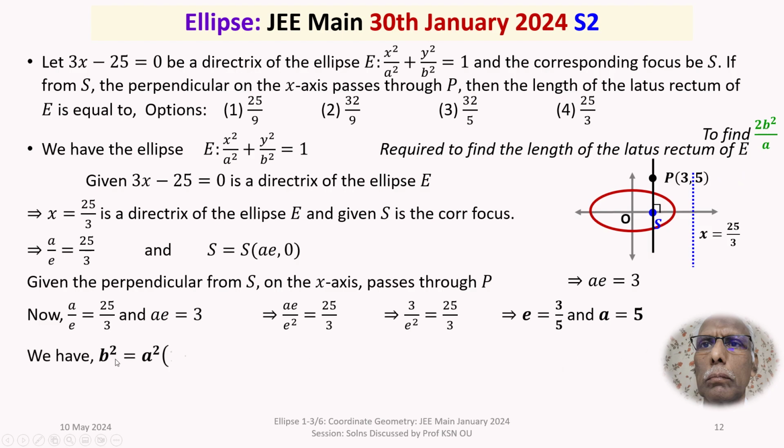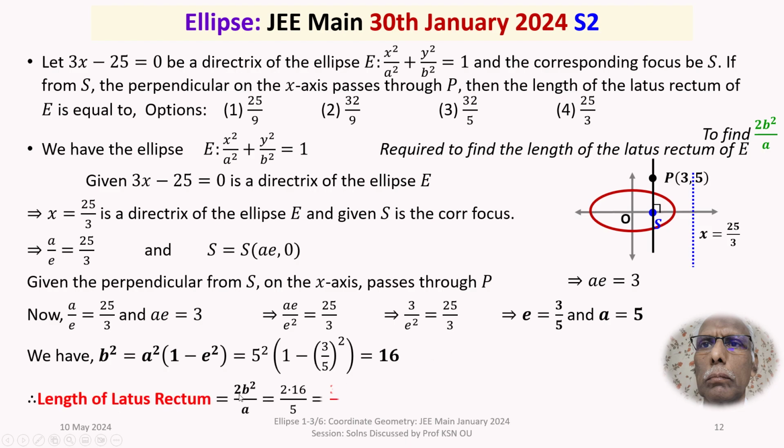So, now we have b square is equal to a square multiplied by 1 minus e square. That is the formula. And that will be equal to a square, this is a is 5, 5 square into 1 minus (3 by 5) whole square. Simplify, you will get 16. Yes, we got b square also. Now, the length of the latus rectum is 2b square by a. That's equal to 2 into b square is 16 by a is 5. That is 32 by 5.